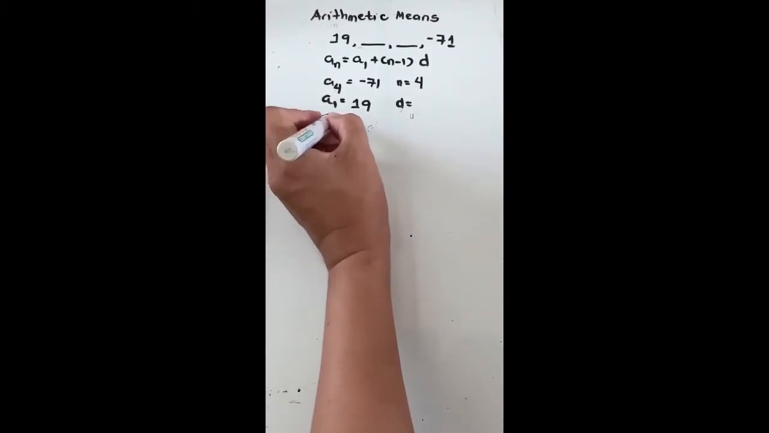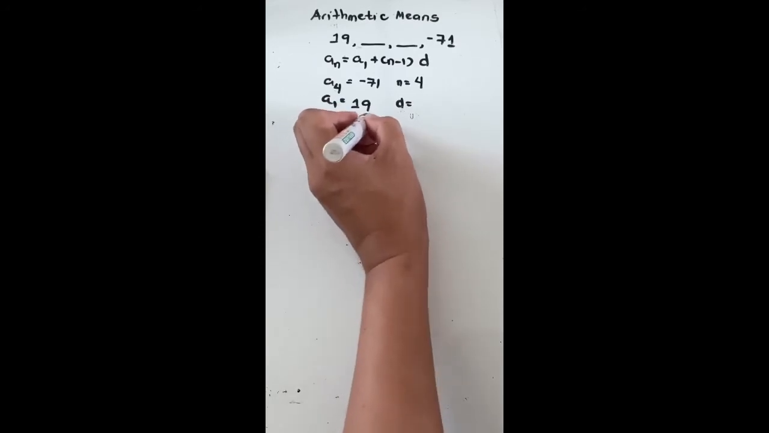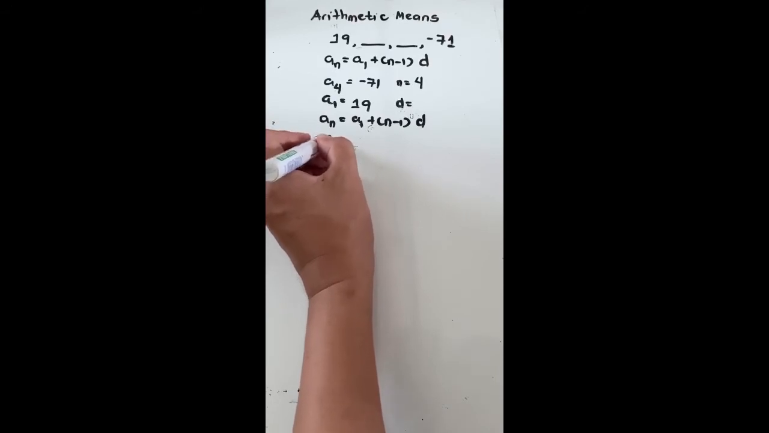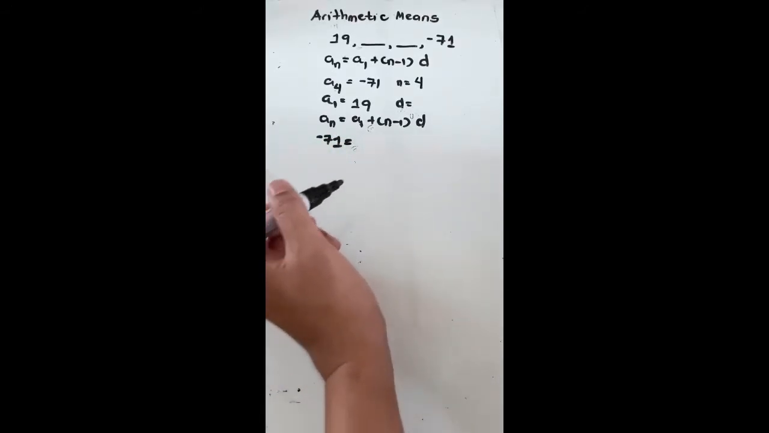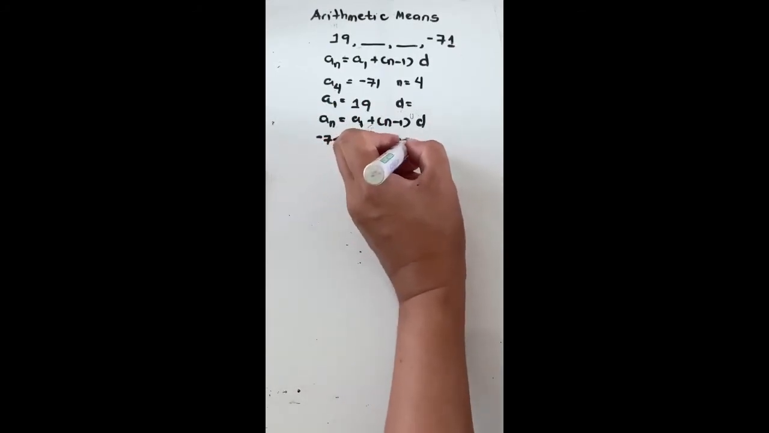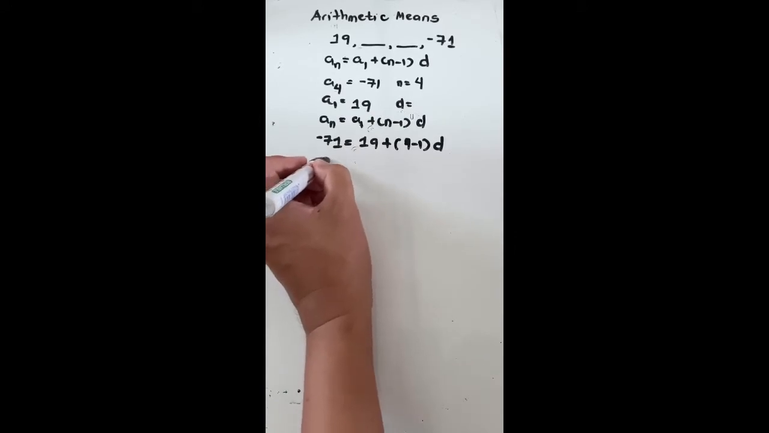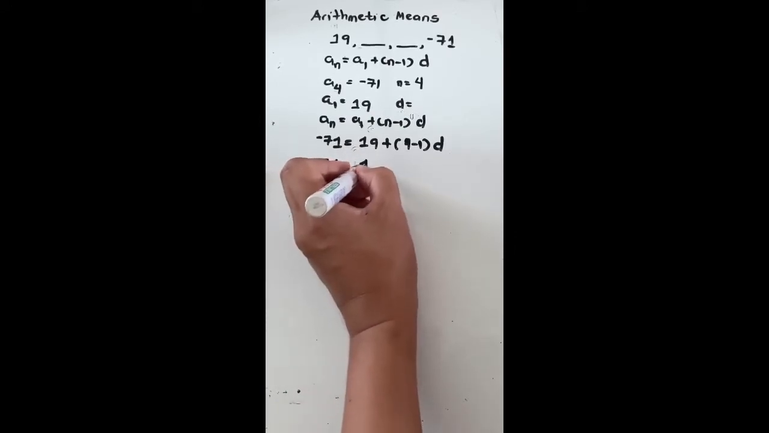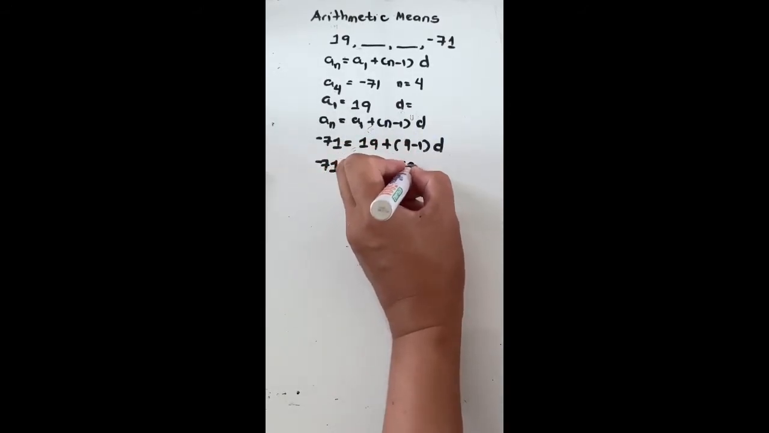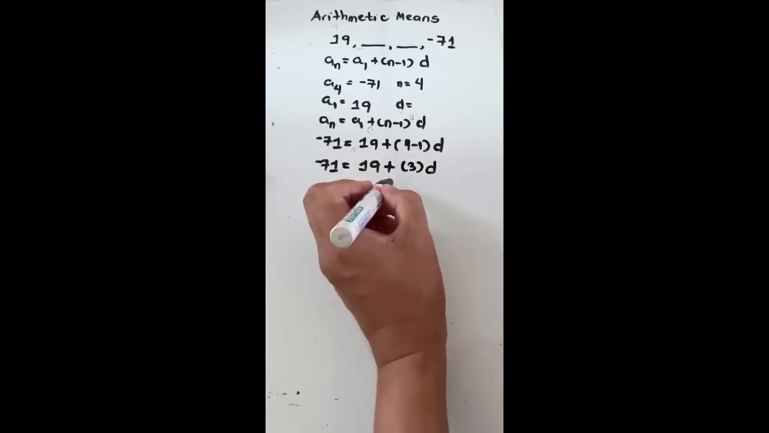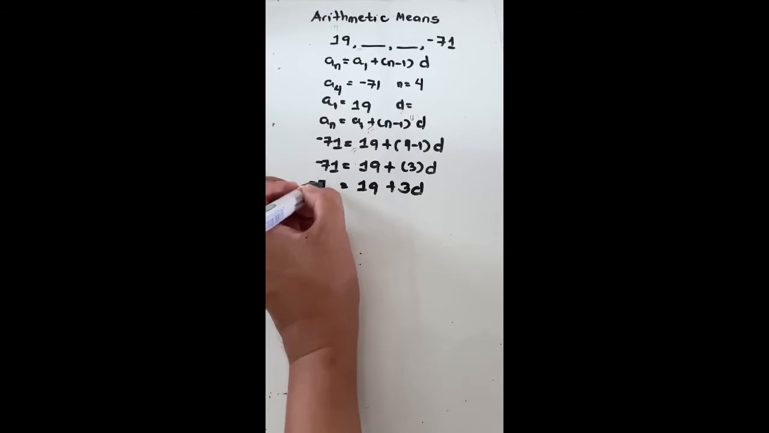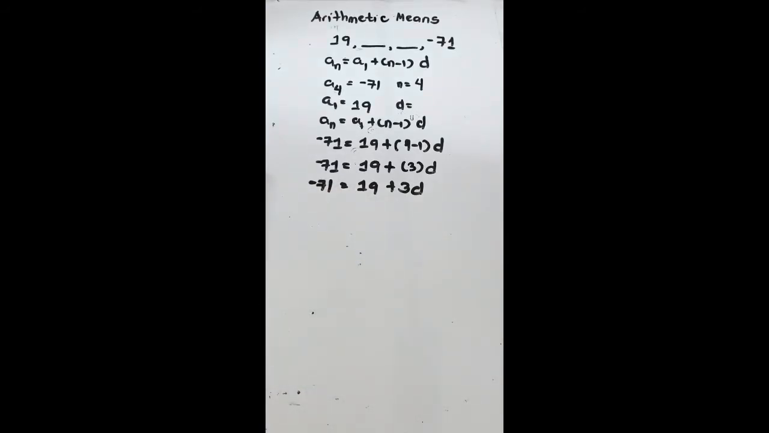So, a sub n is equal to a sub 1 plus n minus 1 d. So, our a sub n is negative 71 is equal to a sub 1 is 19 plus, what is n? That is 4 minus 1 d. So, negative 71 equals 19 plus 4 minus 1, that is 3. So, 3 times d, that is 3d. So, copy lang natin yung the rest of the given. So, what would be the next steps?